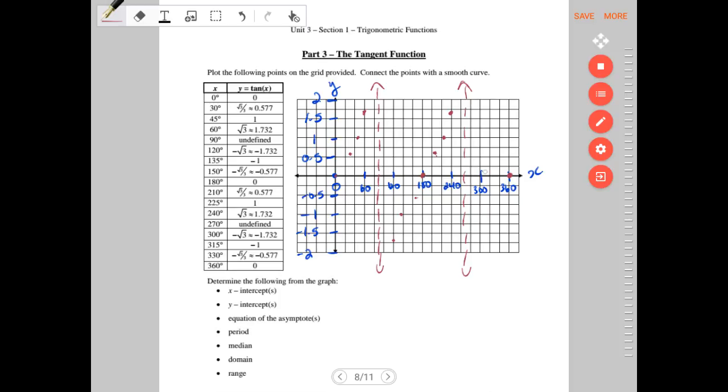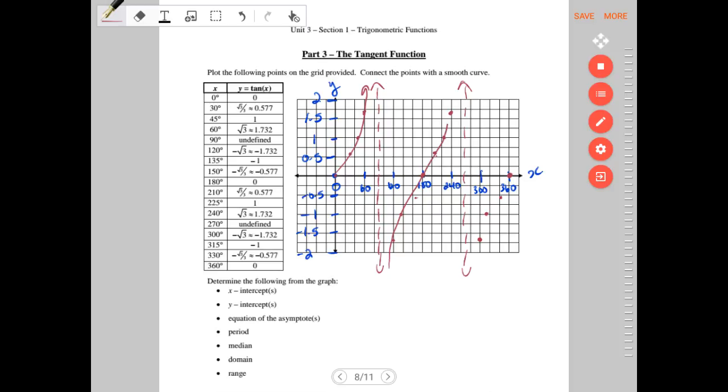Okay, and at negative 300 we're down here again. Good. At negative 315 we're at negative 1, and at 330 we are just above that, negative 0.5, and again at 0. Okay, we're going to connect the dots with a nice smooth curve, just like we did before.